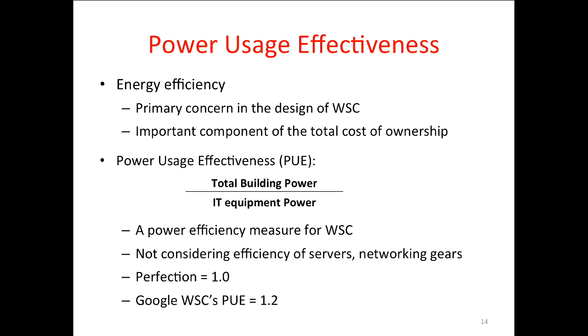So to measure energy efficiency, we introduced a new metric, which is called power usage effectiveness. So this is defined as total building power over IT equipment power. Okay. So this metric doesn't consider the efficiency of computing units, and if it's 1.0, then that means this is perfect. So it turns out that the PUE of Google's warehouse scale computers is usually 1.2.